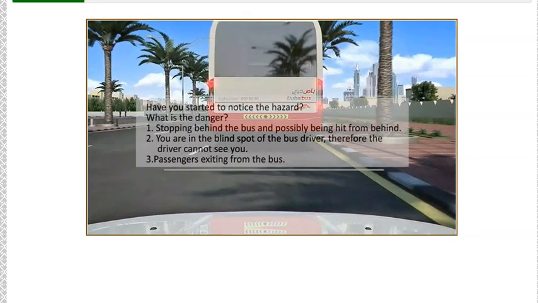Have you started to notice the hazard? What is the danger? Stopping behind the bus and possibly being hit from behind. You are in the blind spot of the bus driver, therefore the driver cannot see you. Passengers exiting from the bus.